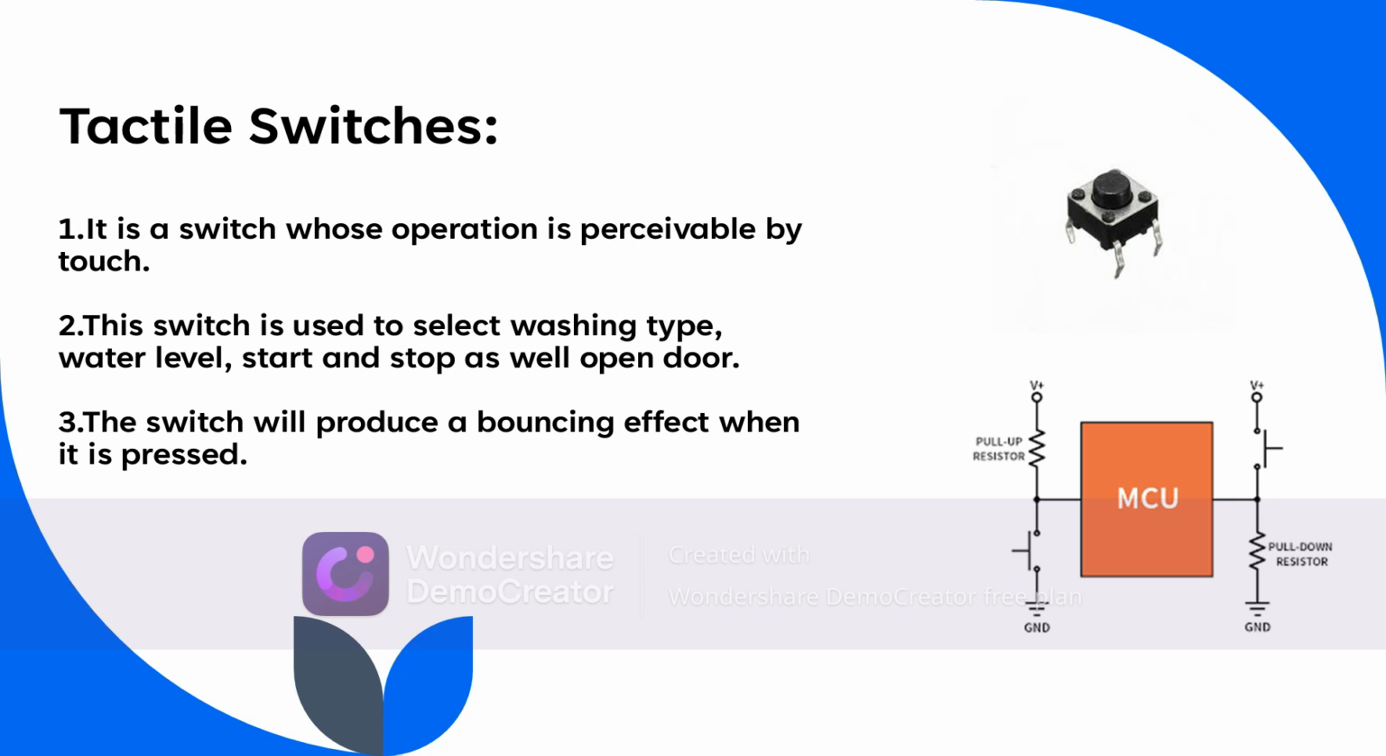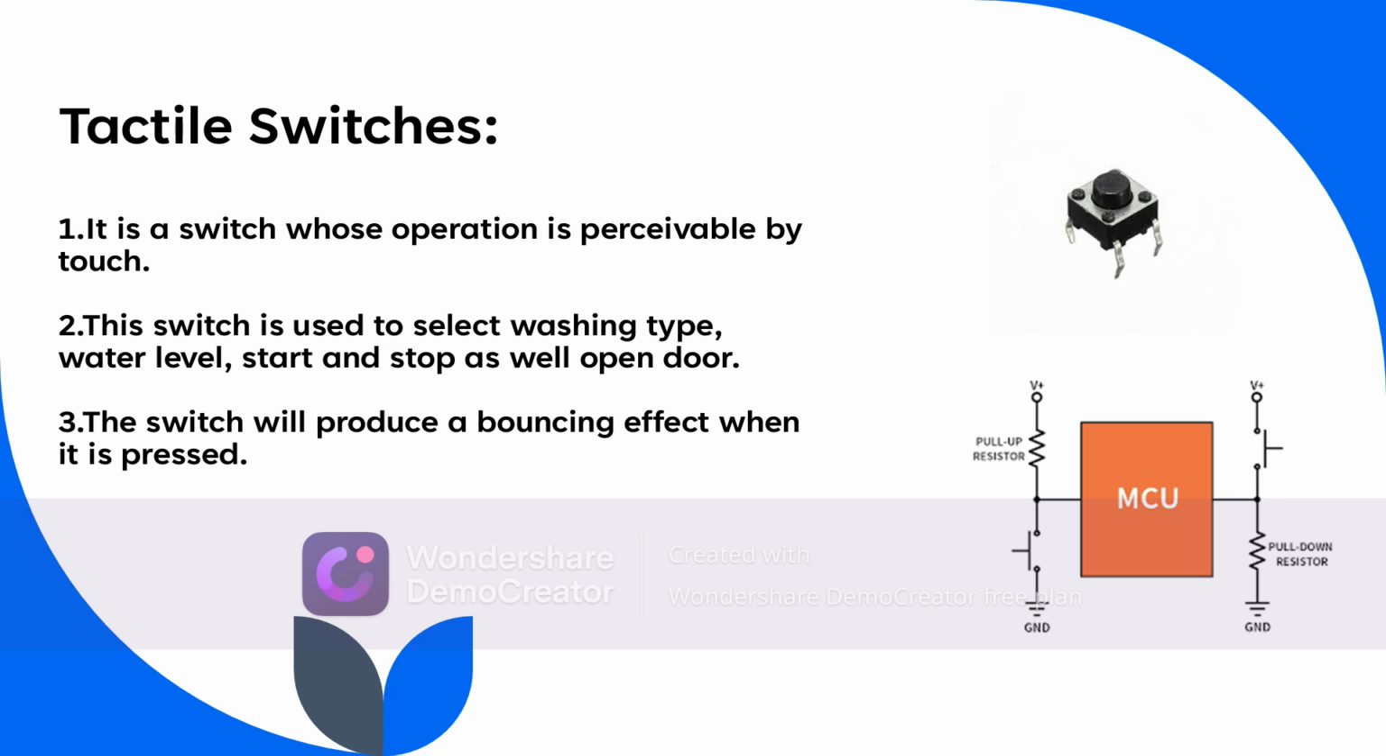And we have one diagram which comprises a microcontroller. At the left side we have a pull-up resistor, and at the right side we have a pull-down resistor. So what is a pull-up resistor? In this, the current will flow from VDD to ground. In order to avoid a short circuit, we will add a resistor. So when the switch is open, it will be pulled up. So that is known as a pull-up resistor.